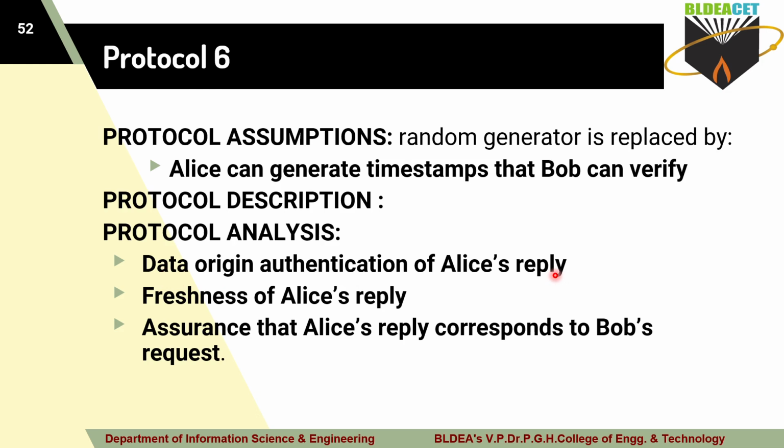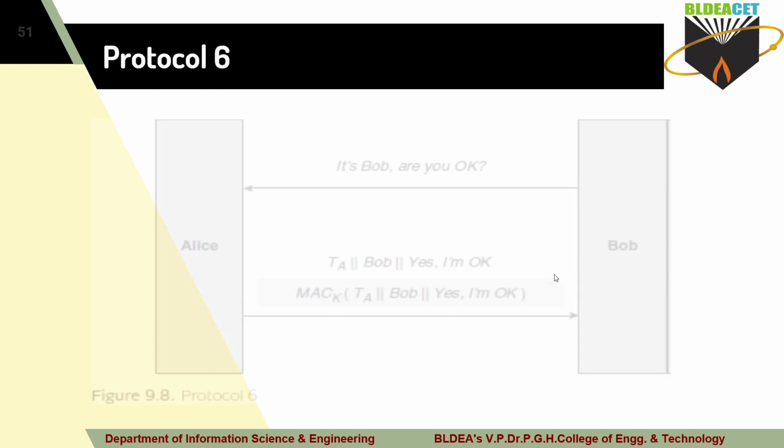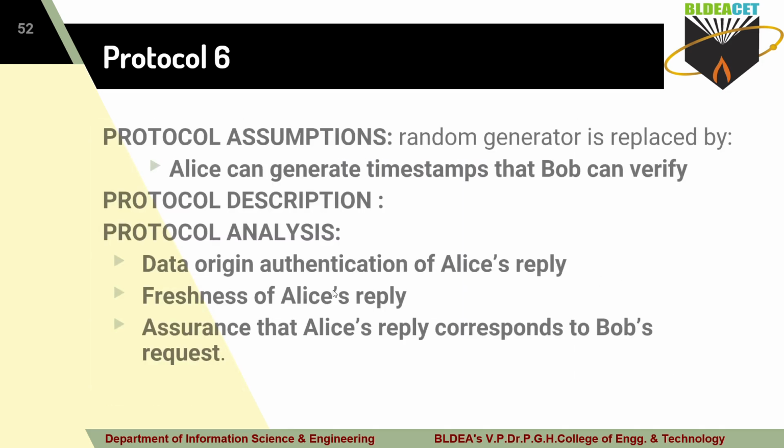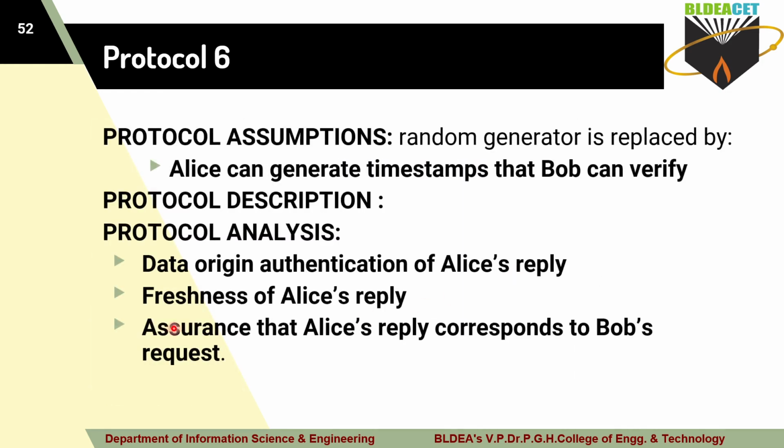And protocol analysis: data origin authentication of Alice's reply. How will we get that? This is the reply message, so here you have the identification as an ID, and it indicates the data origin of the message, the authentication of Alice's reply. And freshness with the help of the timestamp TA, and assurance that Alice's reply corresponds to Bob's request.